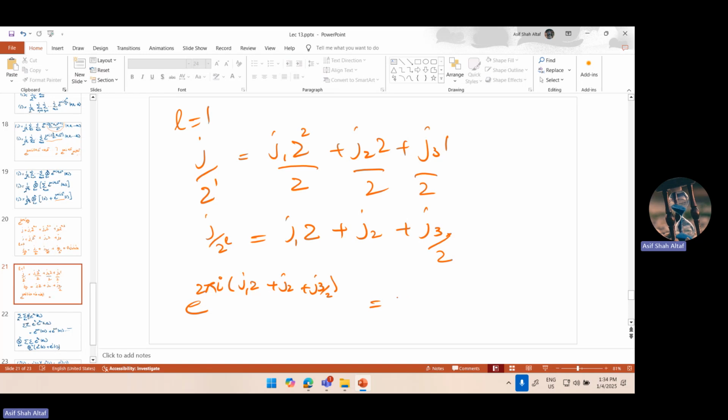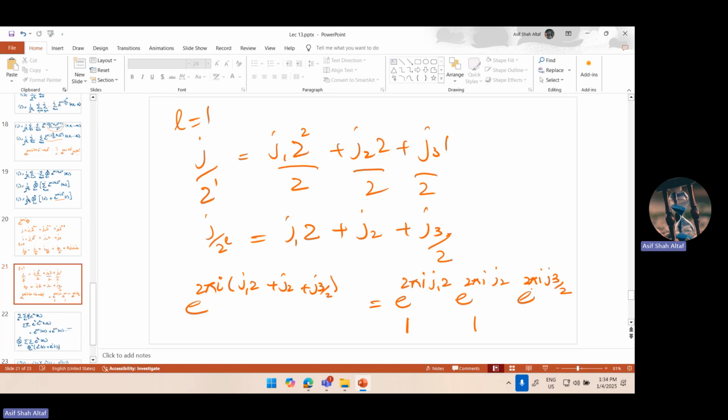Now, if you see, the first term will be 2 pi I j1 2. Then the second term will be 2 pi I j2. The third term will be 2 pi I j3 by 2. Now I is an imaginary number. J is either 0 or 1. So assuming it's 1, you will have e to power 4 pi I, which is 1. Likewise here, j2 can be 0. If it is 0, then it's 1. If it is 1, then still this is 1 because this is an even complex exponential. It will be again 1.